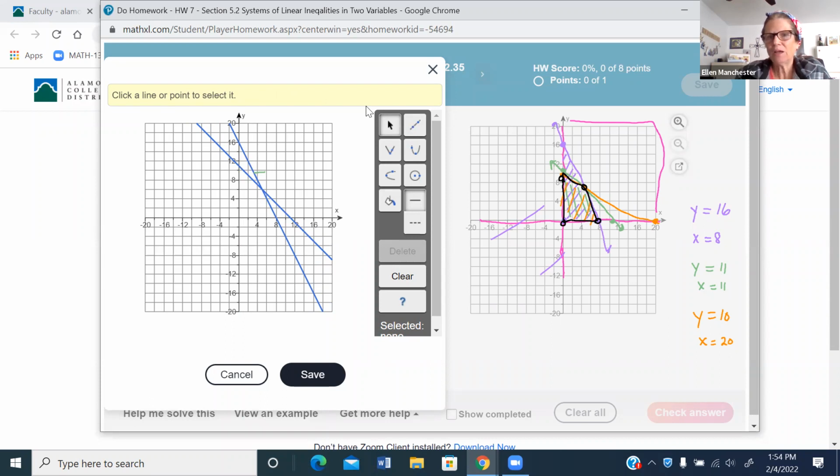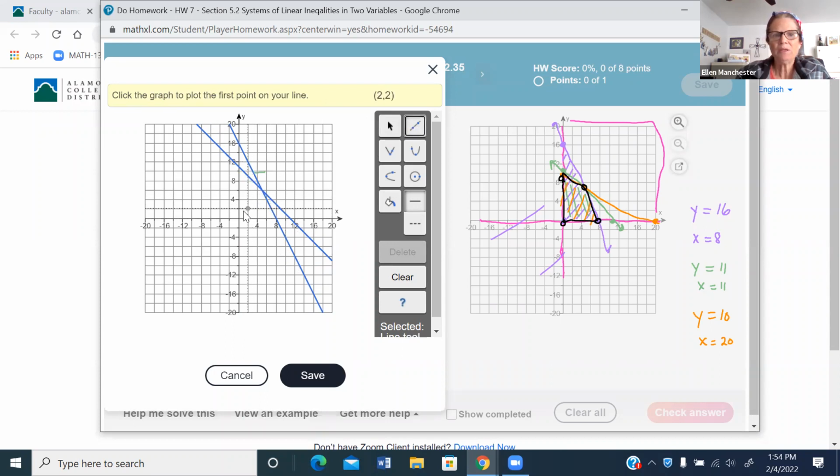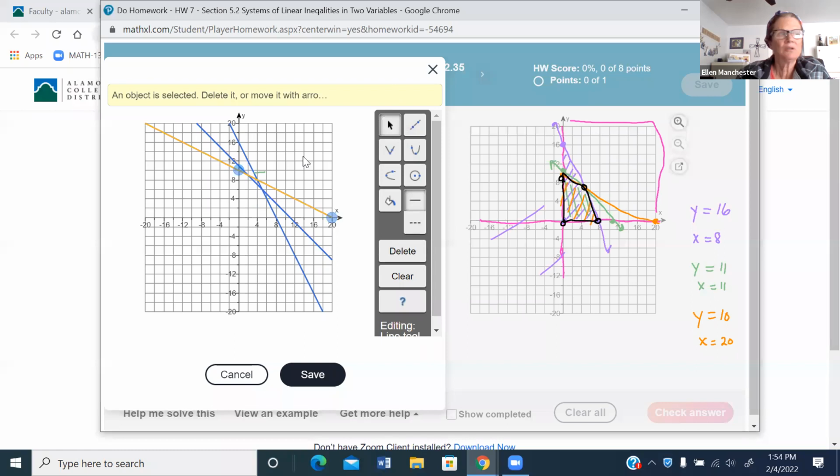Now I come over here. I'm going to do my orange line. I pick up my pen. I pick up the point 0, 10. I come over here. I pick up the point 20, 0, and I click again. And you can see all this mess.